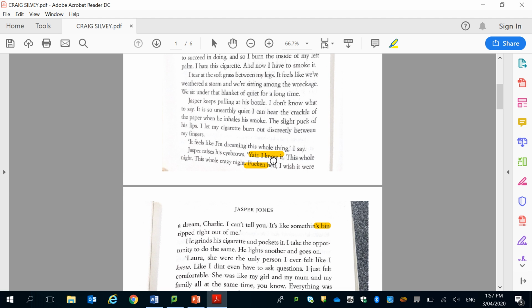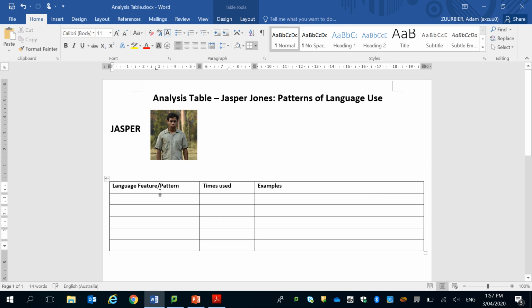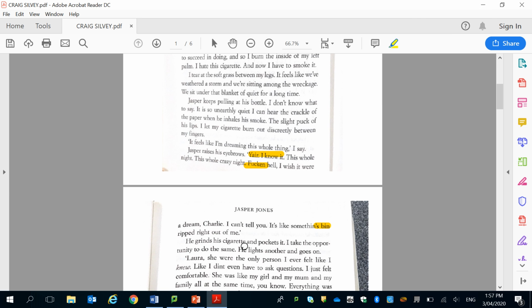Alright, so I've highlighted that. Okay, we'll come back to it soon, or at the end, and then we'll identify what we've done or what we've found, and we'll put it in our table. But for the moment, let's keep reading.